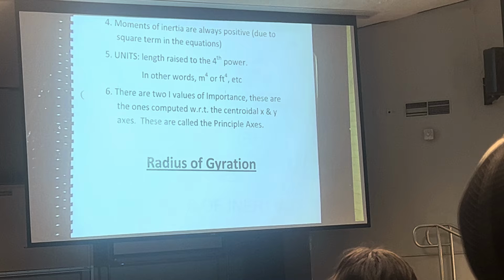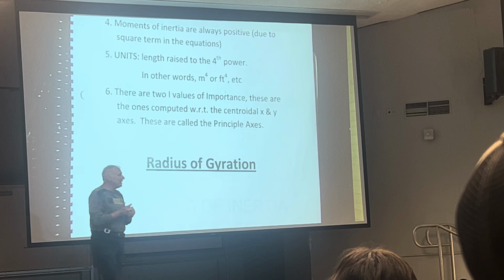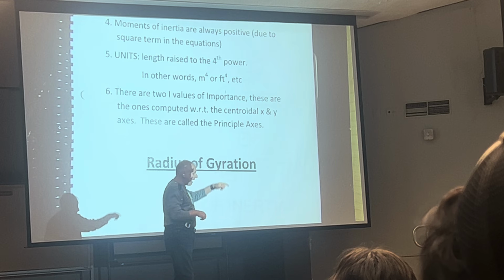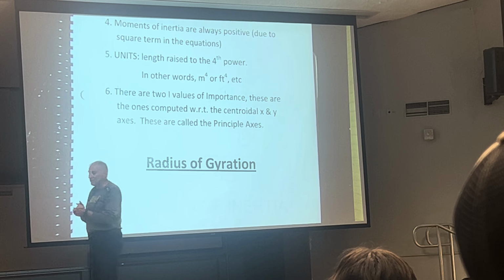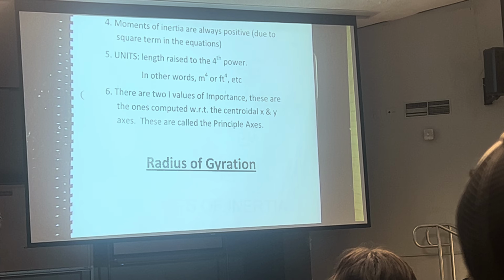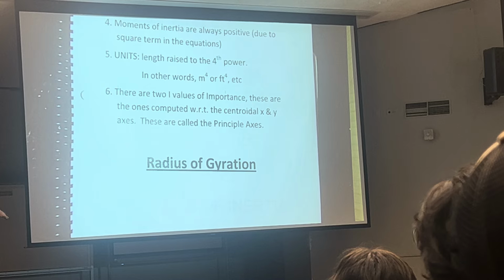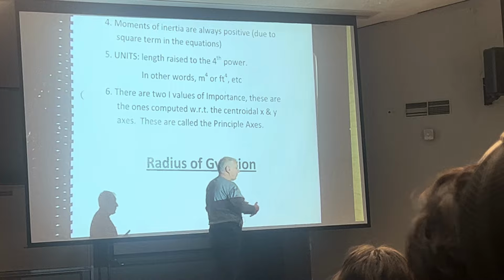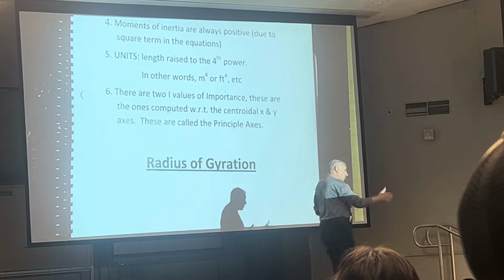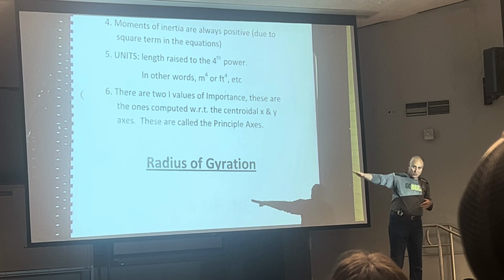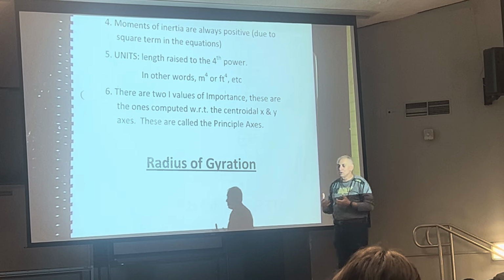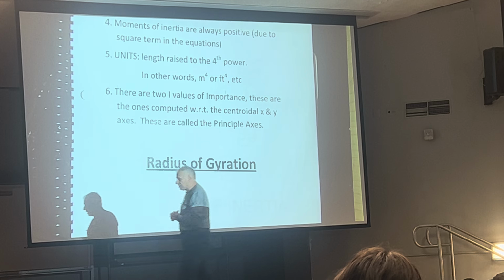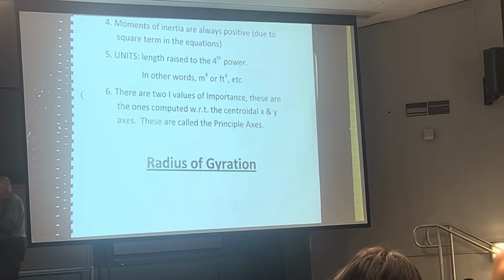Two I values that are going to be important are what's known as the principal axes, or principal I values. Those are usually about the centroid. So usually, when you calculate I, it's about the centroid, whether it's the y-axis that goes through the centroid or the x-axis that goes through the centroid. It's still usually about the centroid, the centroidal I values.